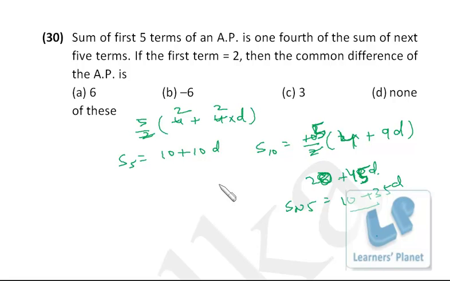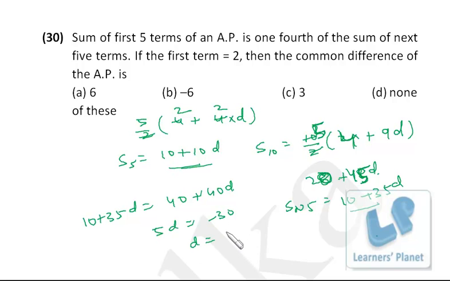35d. Now this data is actually 1/4 of this, right? Or we can say this is 4 times this. So 10 plus 35d is 4 times (10 plus 10d). 4 times this. Okay. So 5d is equal to minus 30. That means d is equal to minus 6. Okay. So this is the correct option. Okay, I hope you are clear.